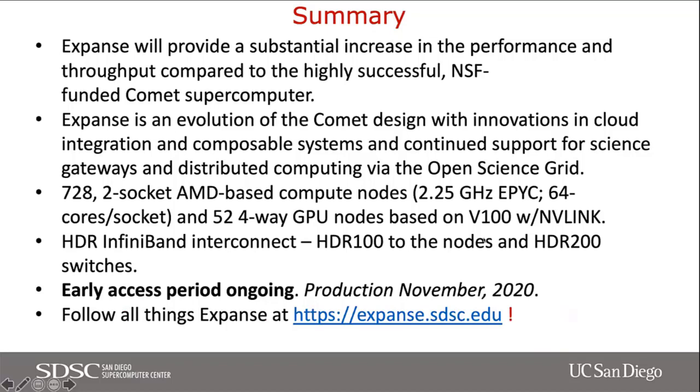So to summarize, Expanse will provide a huge increase in performance and throughput compared to the Comet machine. It's essentially an evolution of the Comet design with some innovations in cloud integration and composable systems. Some of that work was started earlier and continued to evolve into the production side of Expanse. We will have integration with Open Science Grid, which is another piece that would allow jobs on the machine.